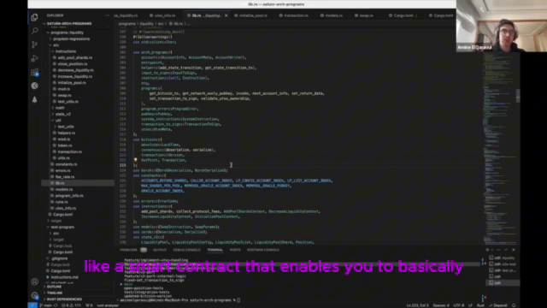You have a smart contract that enables you to have these multi-party contracts and do whatever you want, pretty much. Does that make sense?